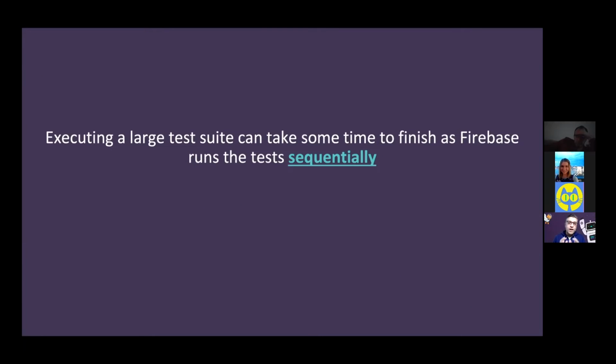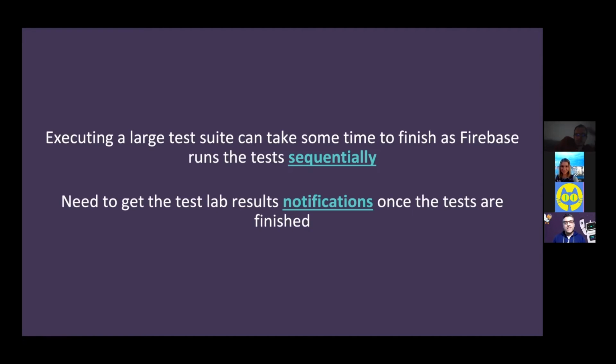So executing a large test suite can take some time to finish, as Firebase runs tests sequentially, as we mentioned. And also another thing, we need to get the test lab result. We need to get notified about the result from the Firebase Test Lab directly in a Slack channel, for example, for the team to be notified that we have a problem or the test result failed, to start investigating what the problem is in Firebase. So here we have two challenges, and we need to start thinking about a solution for these two challenges.